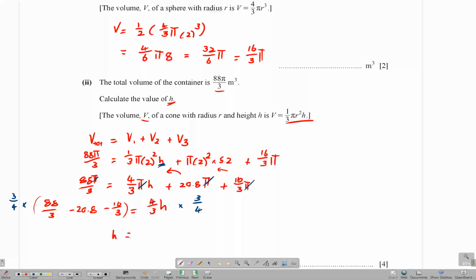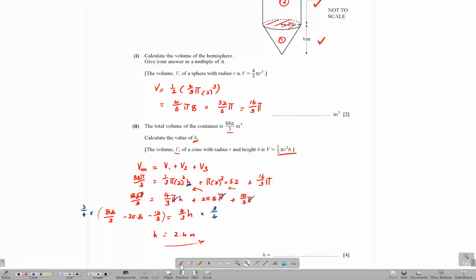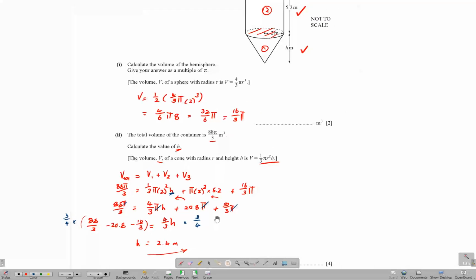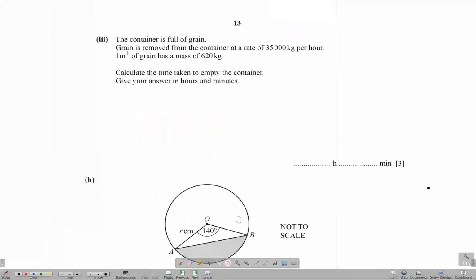Okay, so h is equal to, let's see, calculated time. We have 88 over 3 minus 20.8 minus 16 over 3. And let's see, that is equal to 16 over 5. And then we multiply by 3 over 4. Okay, so h is equal to 2.4. And what's my unit for this? This would be meters. Okay, so that is the height of the cone, 2.4 meters. All right, so not too bad of a question, just a normal linear equation that we very easily solve. All right, moving on to the next question.